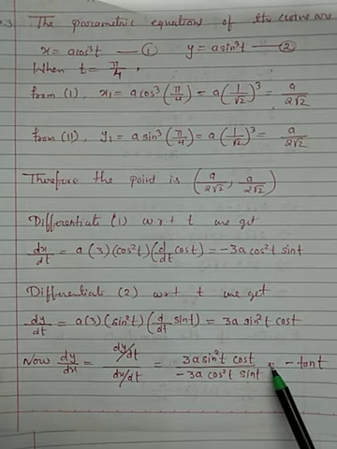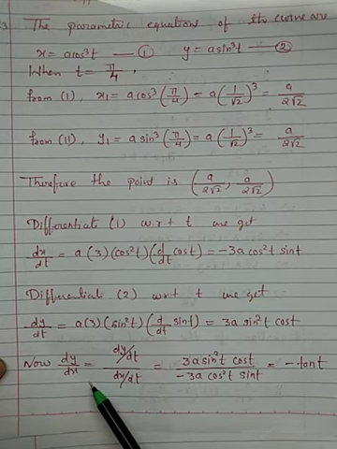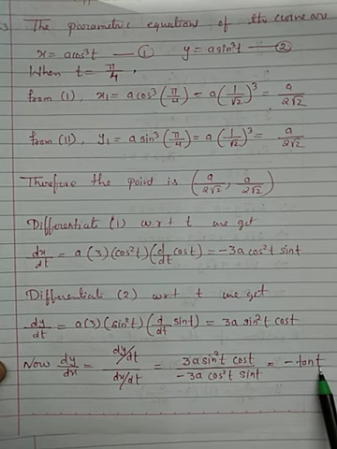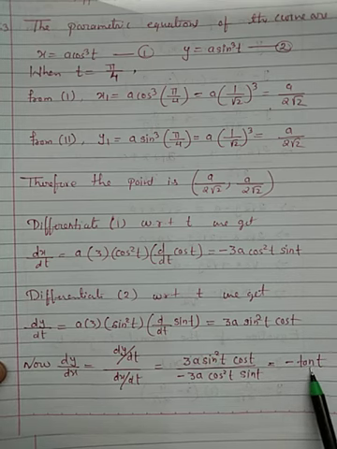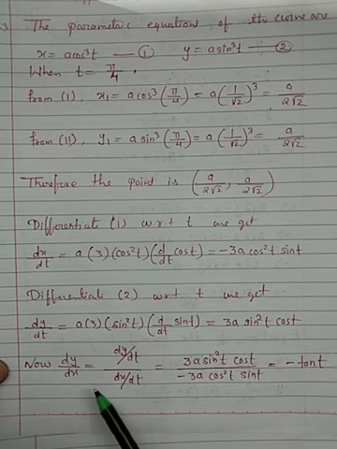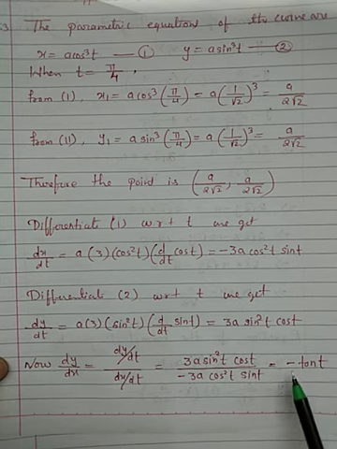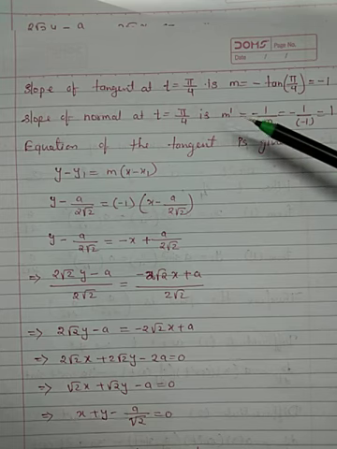Children, we have dy by dx equals minus tan t. Now we will find dy by dx at t equals pi by 4, meaning in place of t we will substitute pi by 4. And what is minus tan of pi by 4? Tan pi by 4 is 1. Therefore dy by dx at t equals pi by 4 will be minus 1. That means the slope of the tangent is minus 1. See, the slope of the tangent at t equals pi by 4 is m equals minus tan pi by 4, that is minus 1.